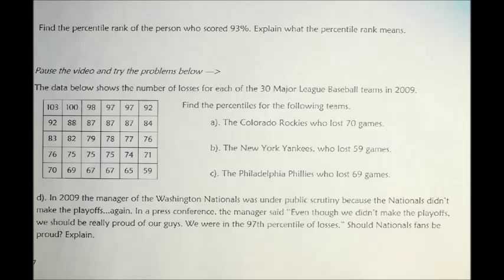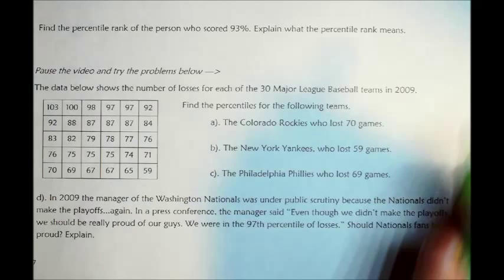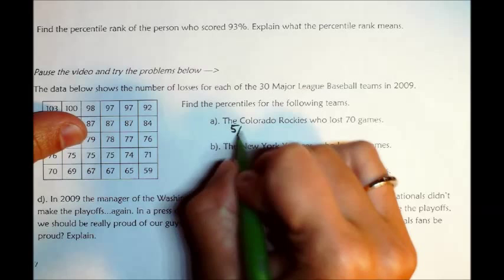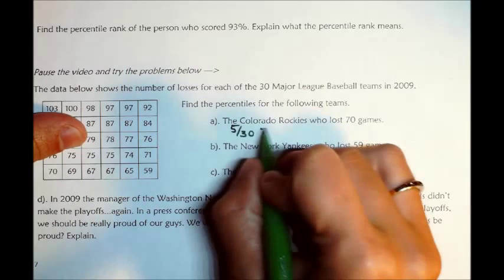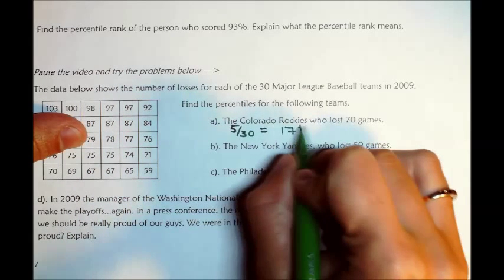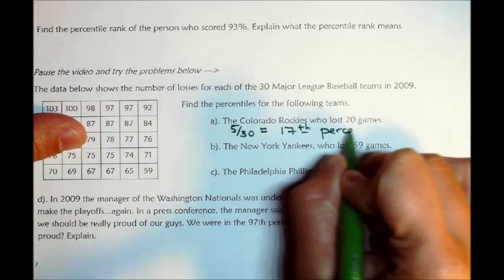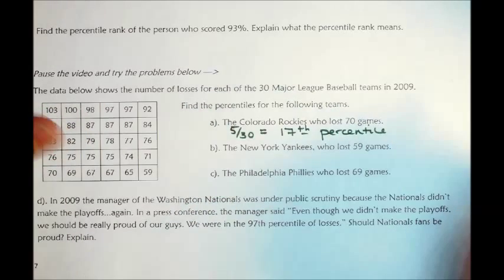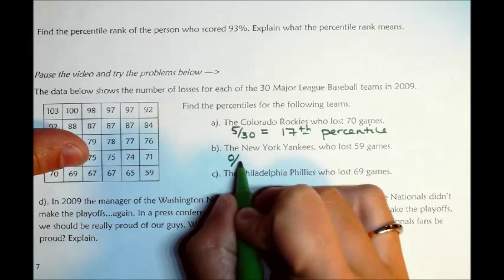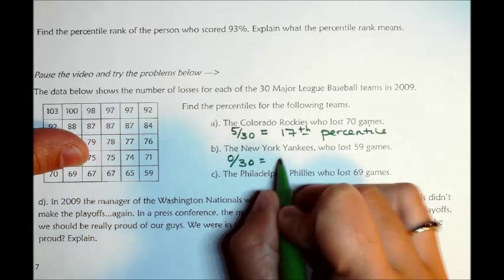So the answers to the practice problems are as follows. There are 5 teams out of 30 that had less losses than the Colorado Rockies. That puts them at the 17th percentile. The New York Yankees, who lost 59 games, there were no teams that had less losing games than them out of 30. That puts them in the 1st percentile.